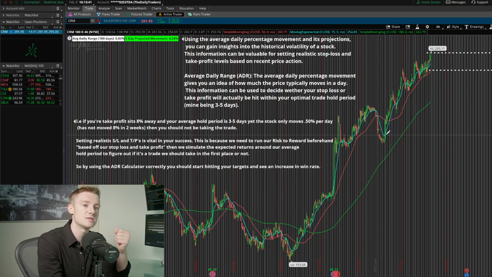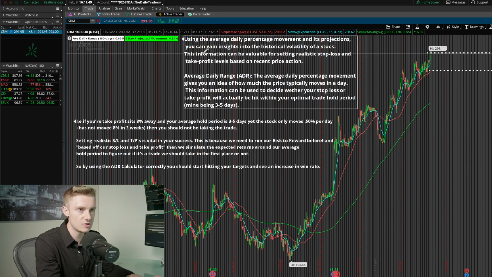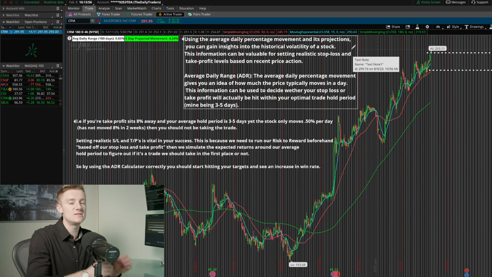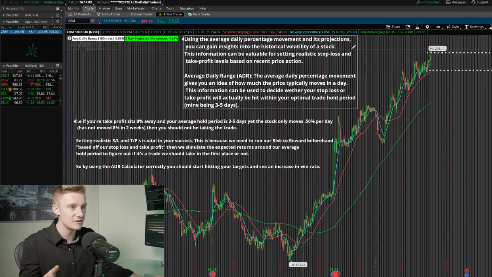The problem is traders, including myself in the beginning when I didn't have this tool, we tend to set unrealistic targets. Now I'm going to explain what I mean by that. So here's a little summary. Using the average daily percentage movement and its projections, you can gain insights into the historical volatility of a stock. So this information can essentially be valuable for setting realistic stop loss and take profit levels based on recent price action. So average daily range, ADR, that is this tool right here that I've plugged into my Thinkorswim.